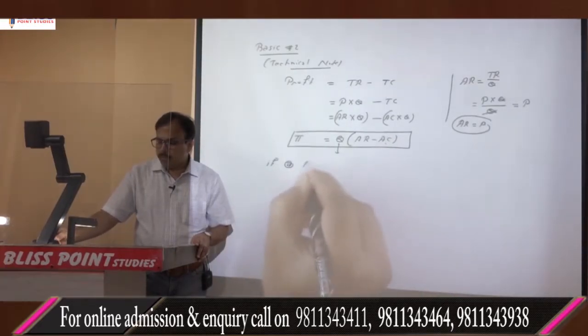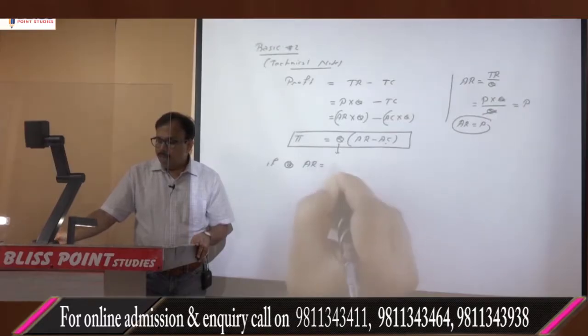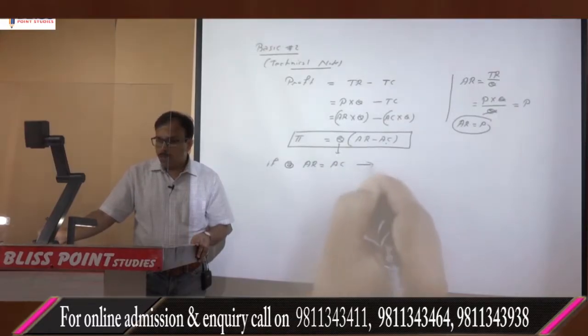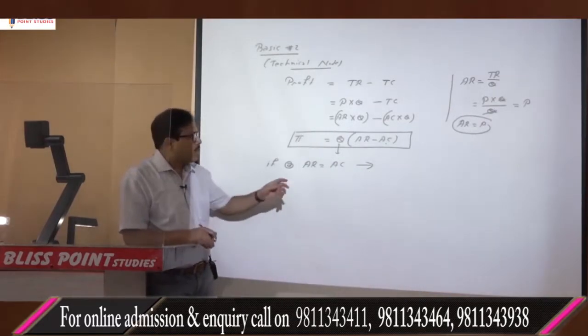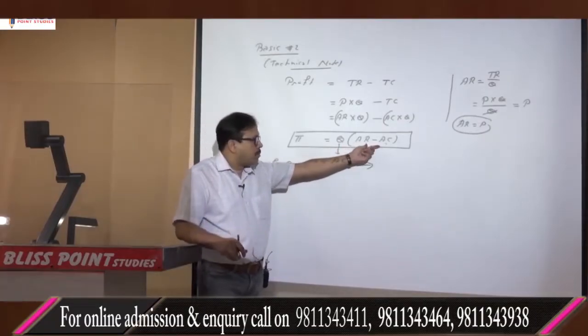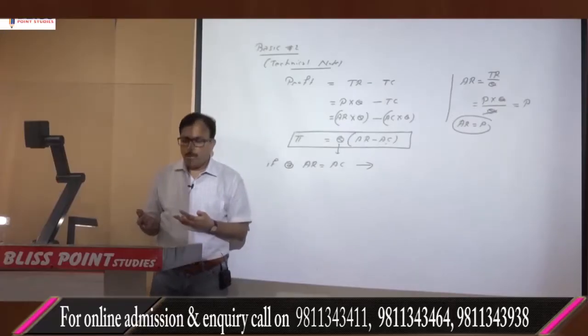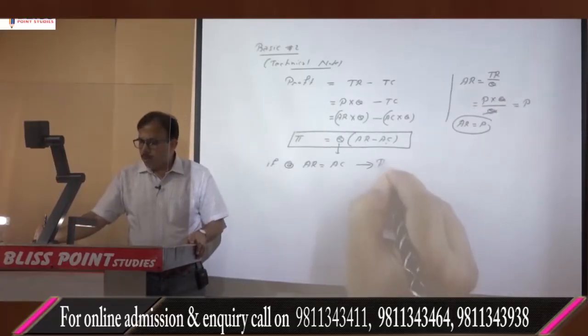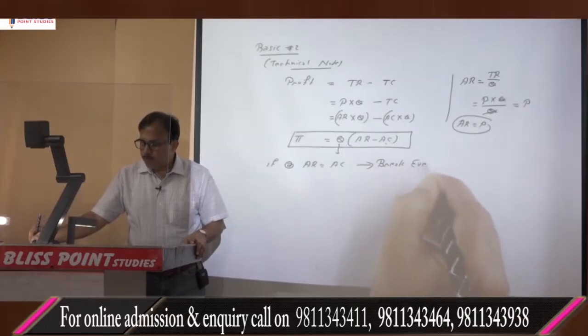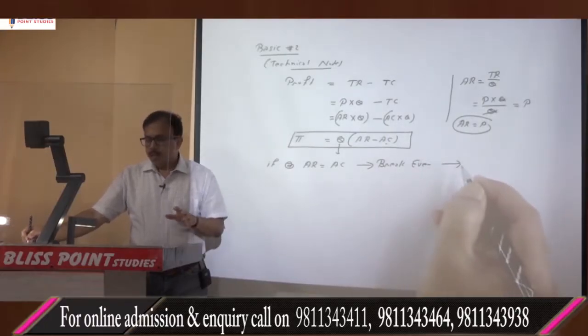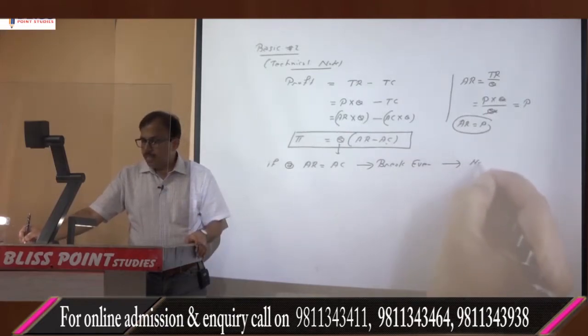Number 1, if average revenue is equal to average cost. So we will say if AR is equal to AC, then this number is 0. So profit is 0. So there is no profit, no loss. No profit, no loss is referred to as the break-even point. But even when a firm breaks even, the firm is said to be earning normal profit.